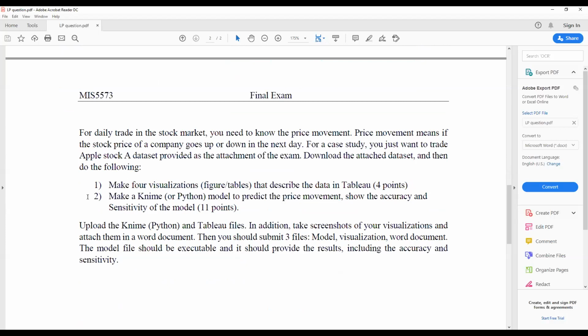I just need to, first of all, be able to run your code. And also, when I run, I should see accuracy and sensitivity of your model because you're going to basically predict the movement. So I need to look at the predictive performance of your models. So any other questions about the exam?